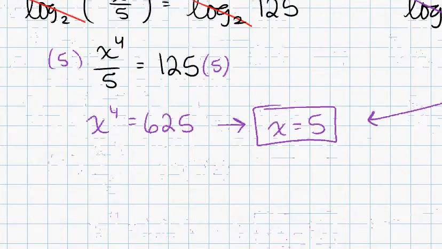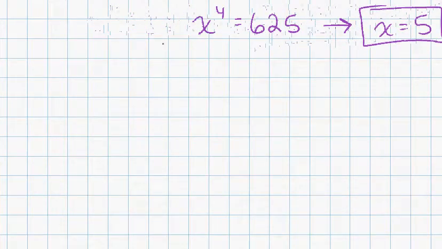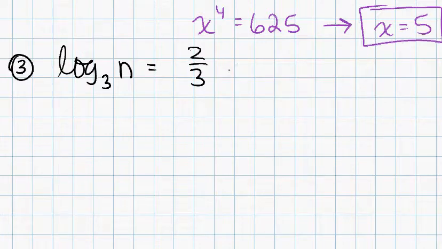All right, number 3. I would like you to try this one on your own. Log base 3 of n equals 2/3 log base 3 of 8. Pause it. There's only one property that you can use. Use it. Do the problem.